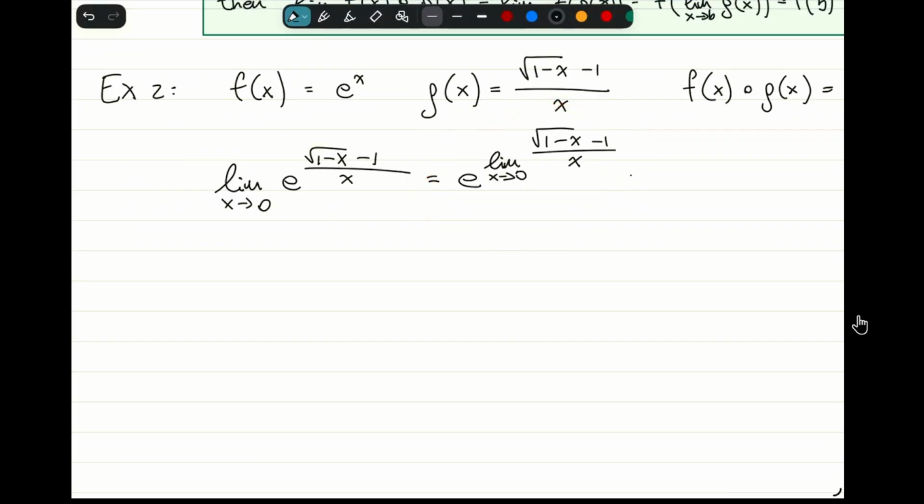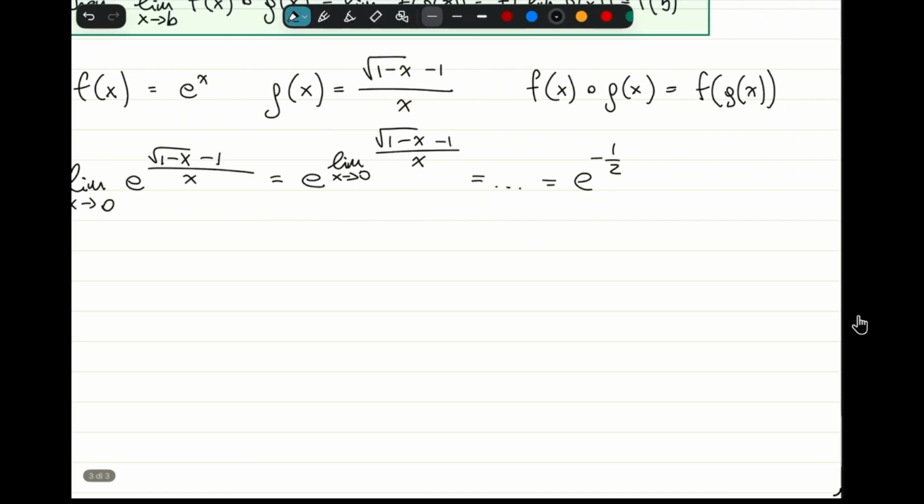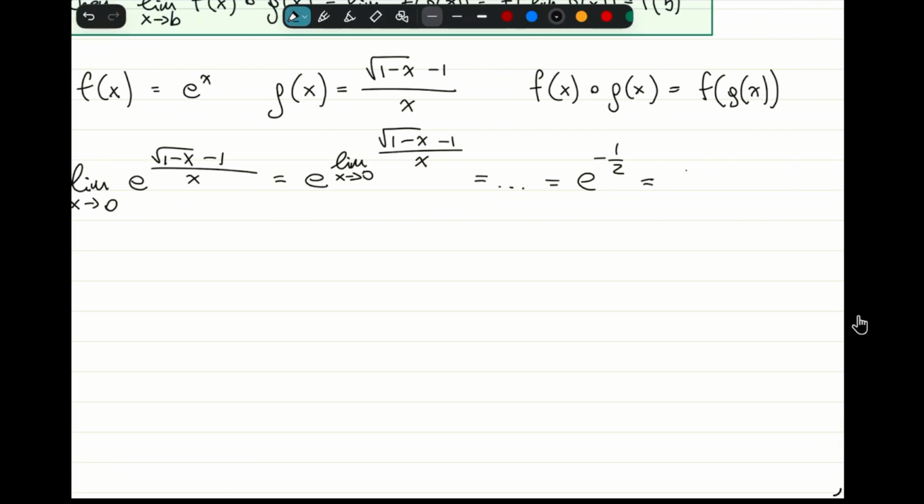Now, if you evaluate this limit, I'll give you time to check. This should be e to the negative 1/2, which equals 1 over the square root of e.